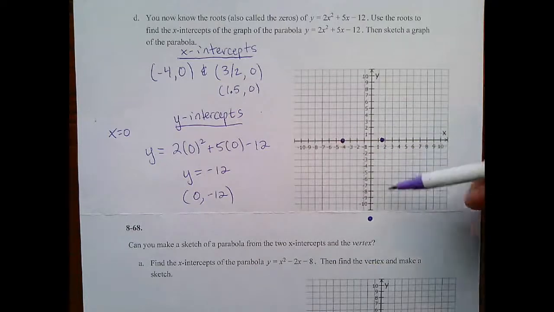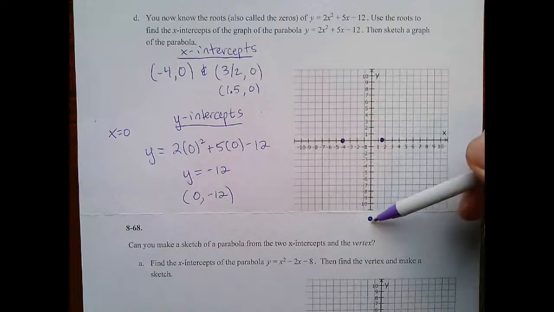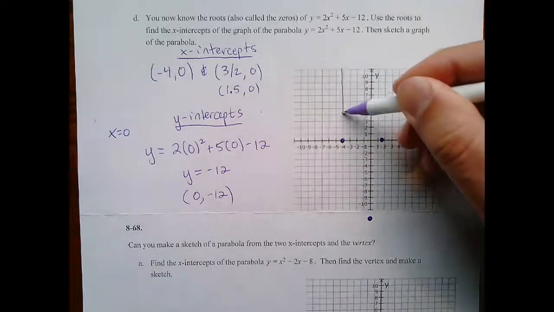So now that I have these 3 points, is the parabola going to be facing up or is it going to be facing down? Well, it's going to be facing up. I know that it has to go through these 2 points and it has to go through that one as well. So in this case, it would have to look something like this. So let's sketch it in.